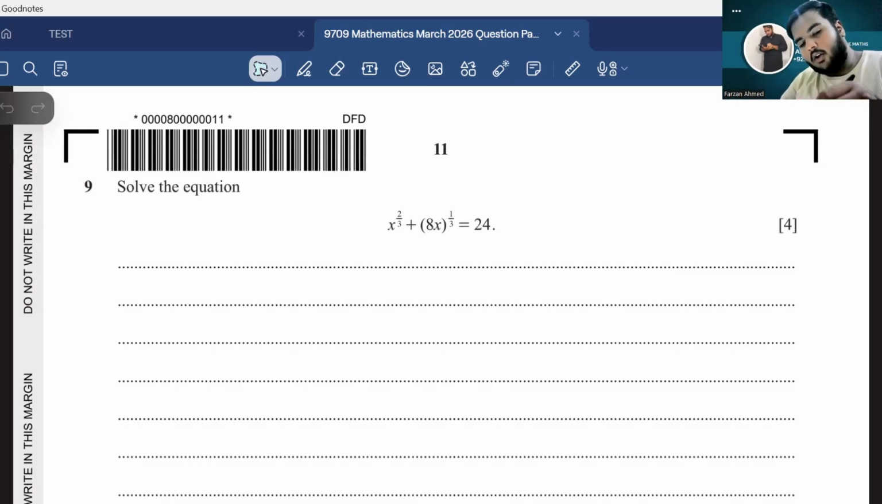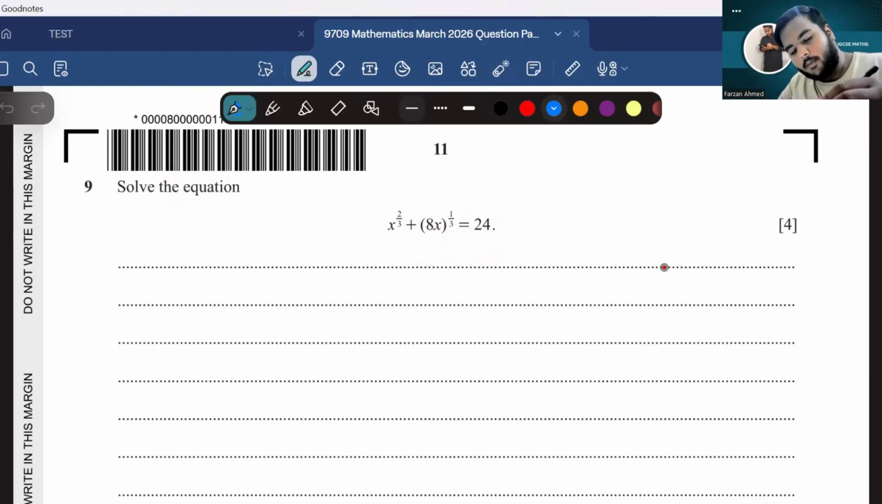Now we are doing question number 9. In question number 9, they are saying solve the equation x raised to power 2 upon 3 plus 8x raised to power 1 upon 3 is equal to 24. So what we will do? In this, first I will copy it.